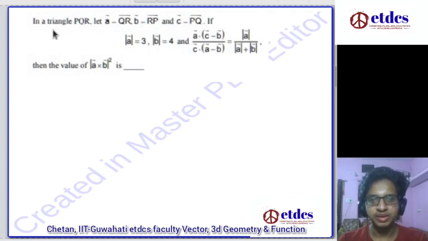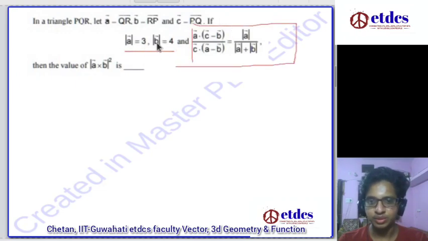In a triangle PQR, A bar is equal to QR bar, B bar is equal to RP bar, and C bar is equal to PQ bar. If mod A is 3, and mod B is given here, then we have mod A and mod B, so we can find the ratio. What we have to find is mod of A cross B whole square.